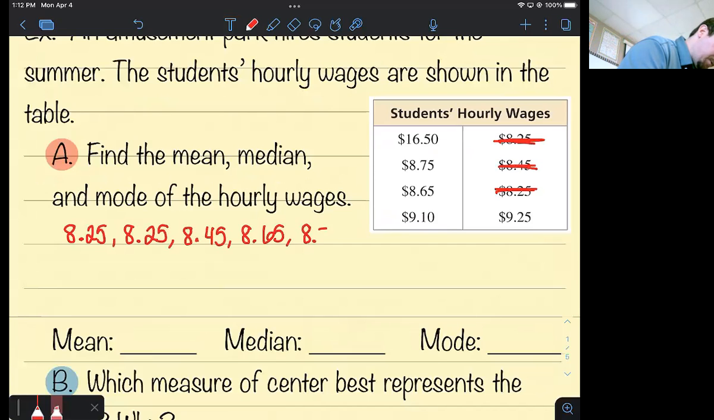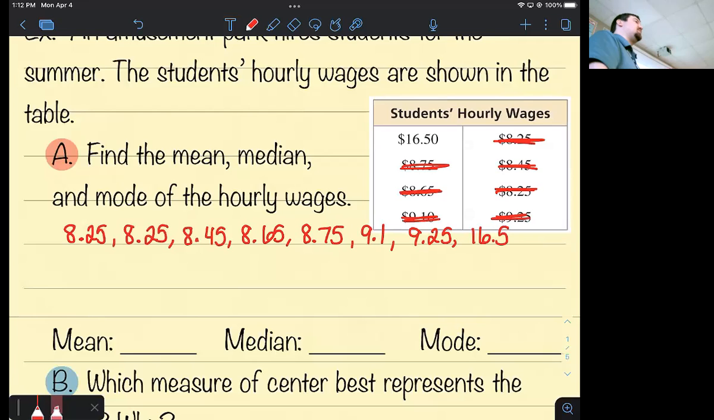Man, I would hate to do the books at this amusement park. Everybody's making a different amount. What's the next one? $9.10 next. And next. $16.50. All right. Now you have to line them up to find the median.